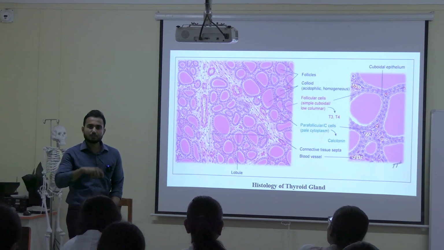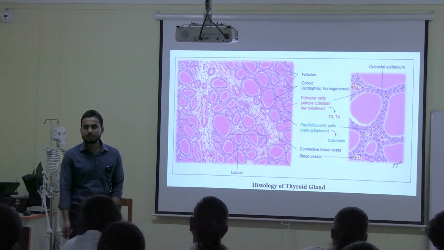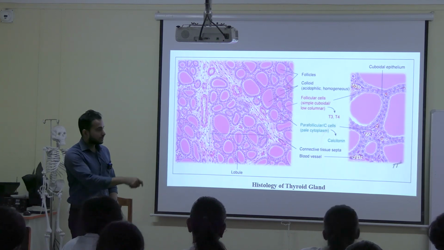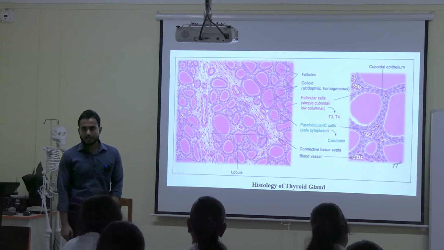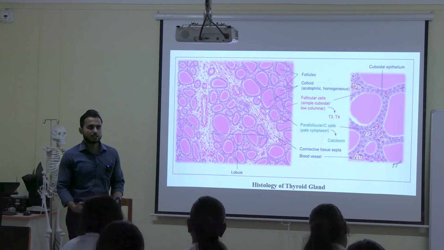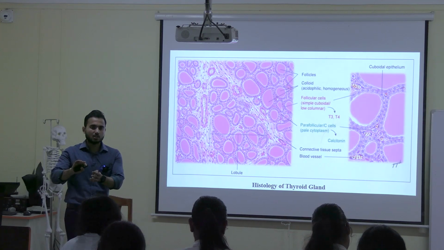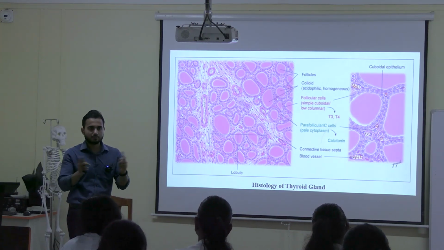Okay, but if you see the parafollicular cells, they are having pale staining. So like this, easily you can differentiate between the two types of cells. And where is the situation of the parafollicular cells? In between the follicles. Either they are embedded on the follicles or they are situated in between the follicles.